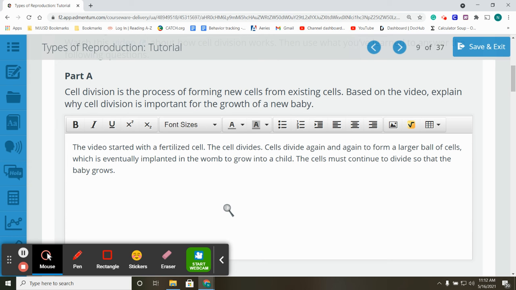The video started with a fertilized cell. The cell divides, cells divide again and again to form a larger ball of cells, which is eventually planted in the womb to grow into a child. The cells must continue to divide so that the baby grows.